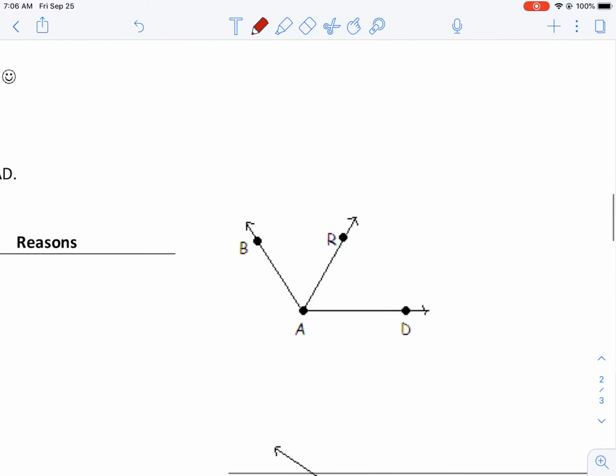What are we trying to prove? We're trying to prove that BAR equals RAD. Well, didn't we just draw that in our picture? What is the definition of bisector? The definition of bisector was that this angle equaled that angle. So let's just write that down. That's our second step. The measure of angle BAR equals the measure of angle RAD.